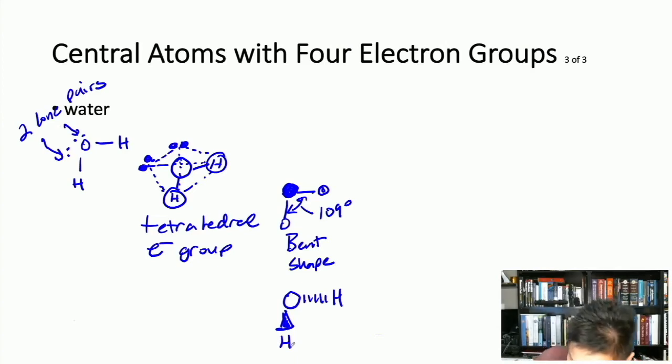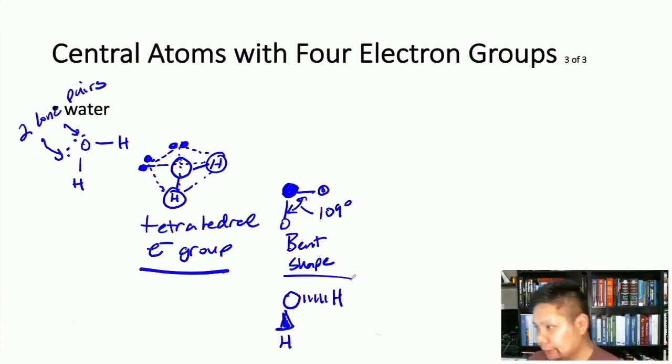So just remember that there is a difference between the electron group and the shape, right? They're not always going to be the same. The electron group and the shape. Go rewind if you need to see the differences again. And I think there's a chart in your book that gives you a summary of it all too.